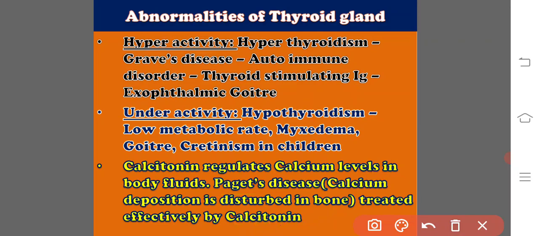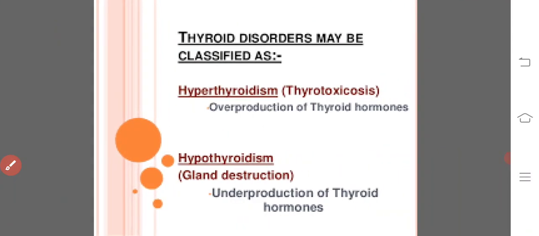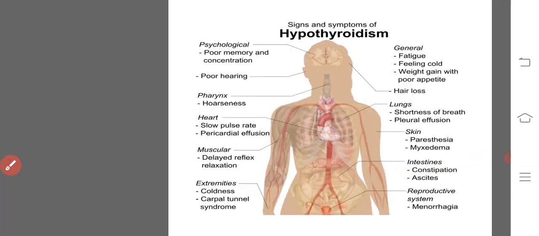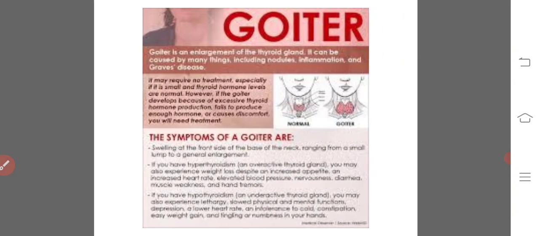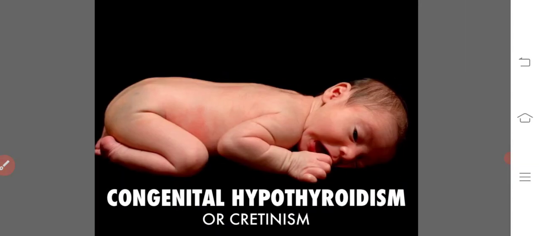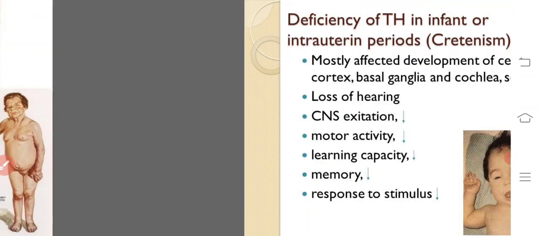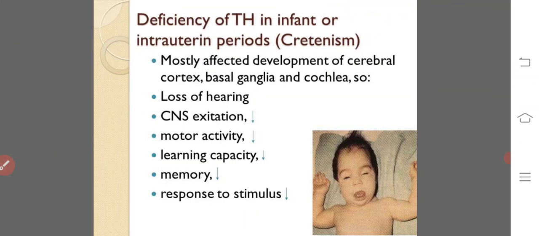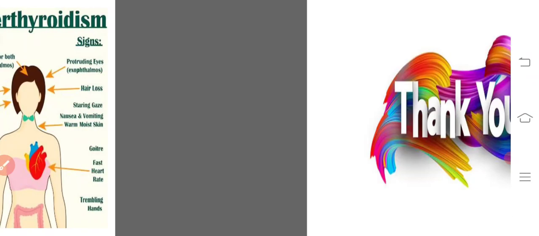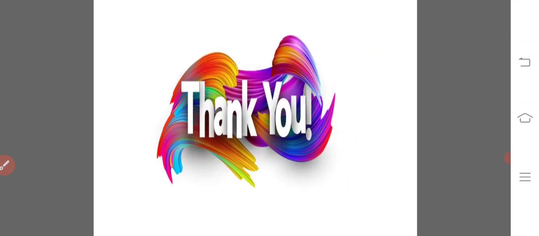So this is all about the thyroid gland. So that is thyroid gland structure, synthesis of the thyroxine T3, T4 forms, and the disorders like the hyperthyroidism, that is Graves' disease and myxedema, exophthalmic goiter, and also the cretinism. So these all are the things related to the thyroid gland.